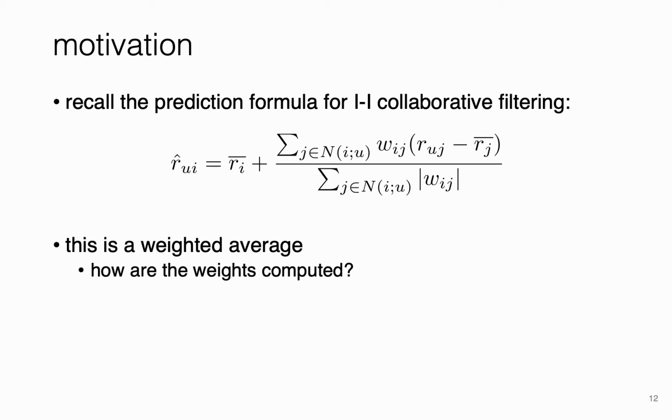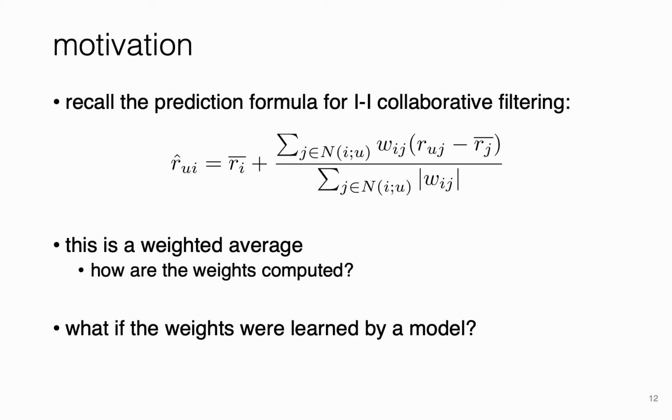The prediction computes a weighted average. Remember how these weights are computed. Weight w_ij is the similarity between items i and j based on the ratings these items get from other users. It can be computed, for example, using the cosine similarity. But what if, instead of computing the weights, we learn them? The weights now become the parameters in a model-based approach.